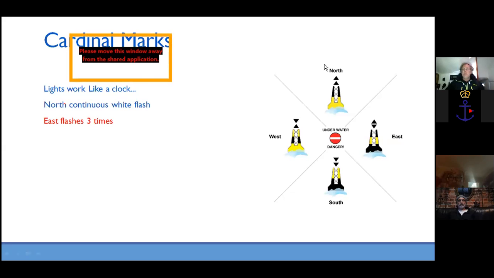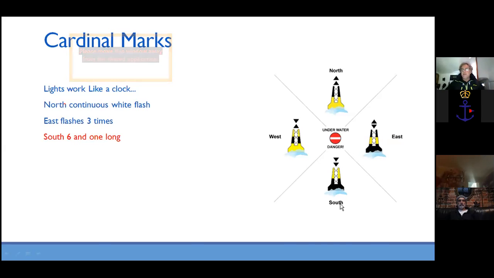Okay, so we go around, 3 o'clock in the morning, we've got 3 flashes, east. We go around a bit more, south, we've got 6. But they add 1 long. So it'll actually be 6 short flashes and 1 long. That just means it's really easy to identify that I'm 6. I'm not having to count 6 and then miss 1 and then recount and miss 1. It just makes it very easy.